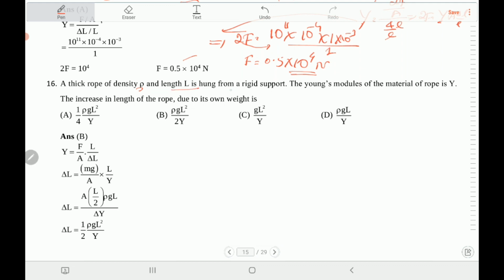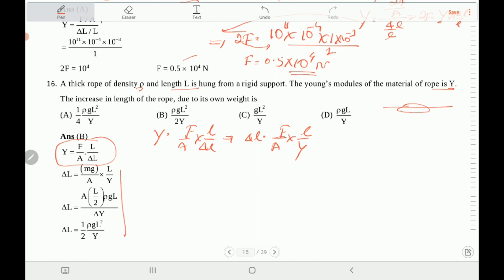Length L is hung from a rigid support. The Young's modulus of the rope is Y. You have to solve for the increase in length. Same formula, only this we will be using. Young's modulus Y is F divided by A into L by delta L, right? You want delta L, the increase in length. Delta L is F divided by A into L by Y.